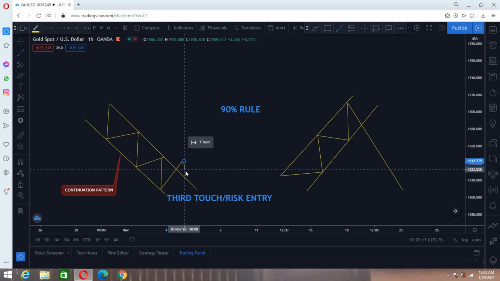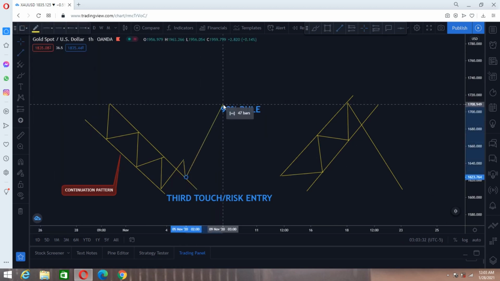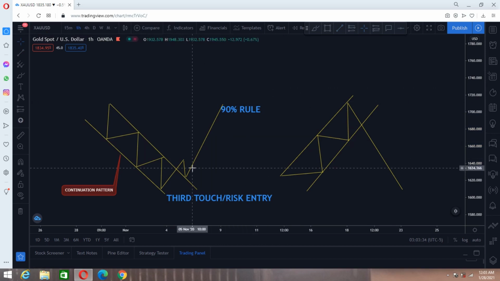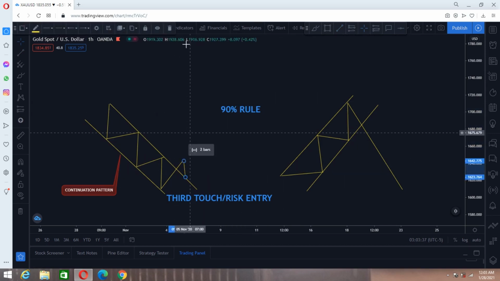Then I know if I entered here and it doesn't come for a retest, then it goes to the 90% rule. What I hate about this one is that it breaks and you enter the trade here. For example, I just want to show you.